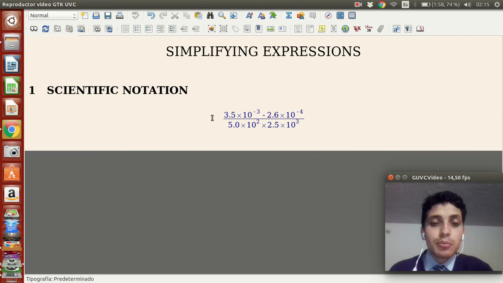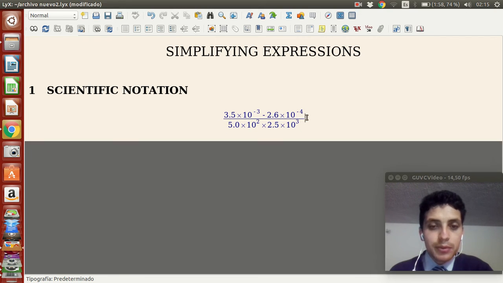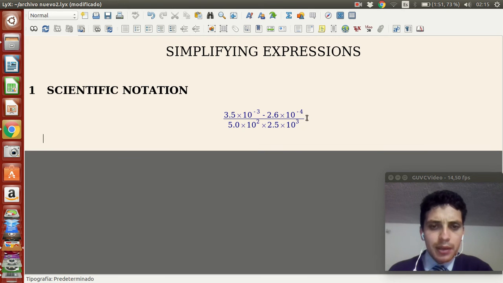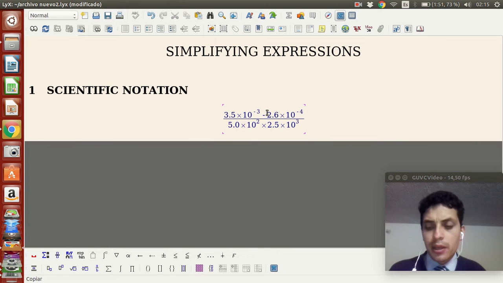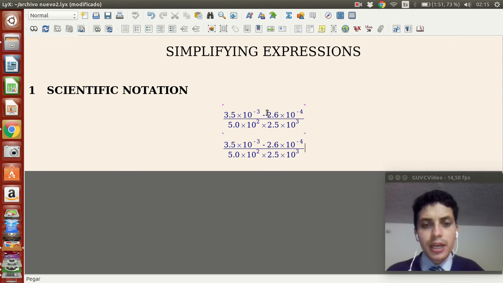Let's see the example. It says 3.5 times 10 to the negative 3 power minus 2.6 times 10 to the negative 4 power, divided by 5 times 10 to the second power times 2.5 times 10 to the third power. I'm going to simplify the numerator first, and after that I'm going to simplify the denominator and divide it.